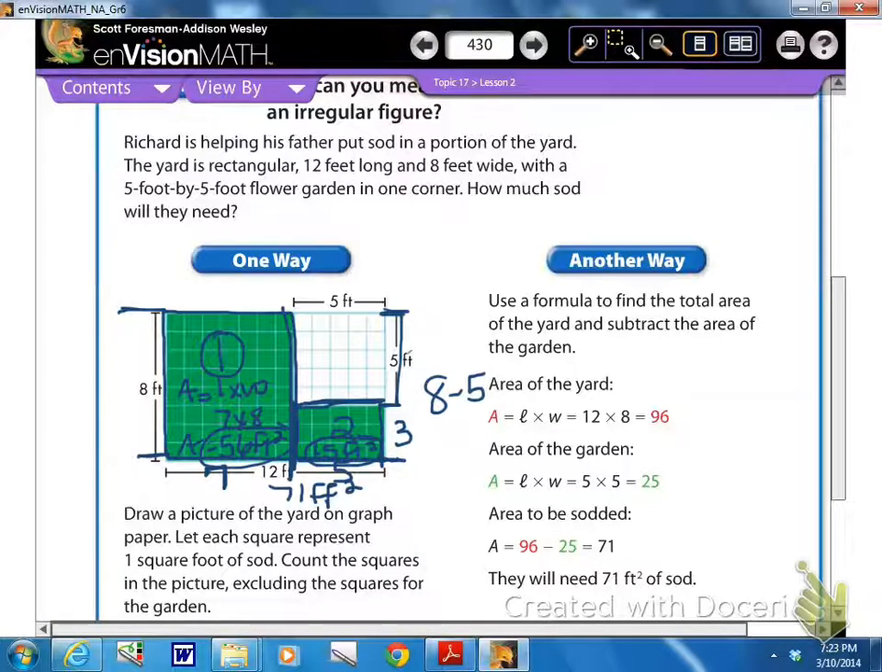So there's two different ways to find the area of this. One you subtract and one you add. And you can choose the way that is most comfortable for you.